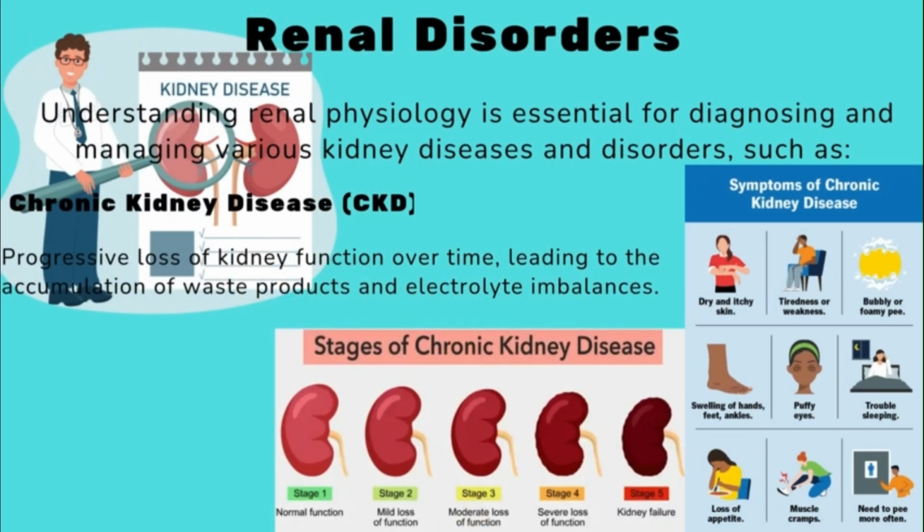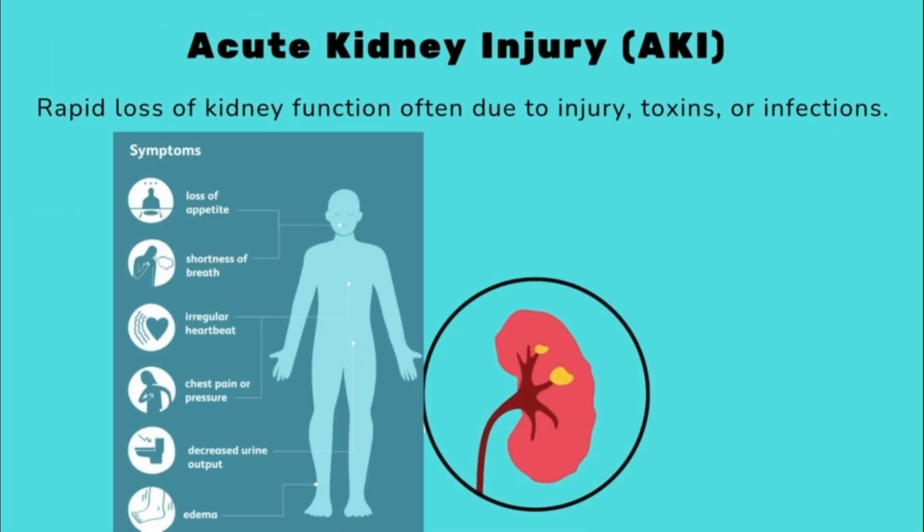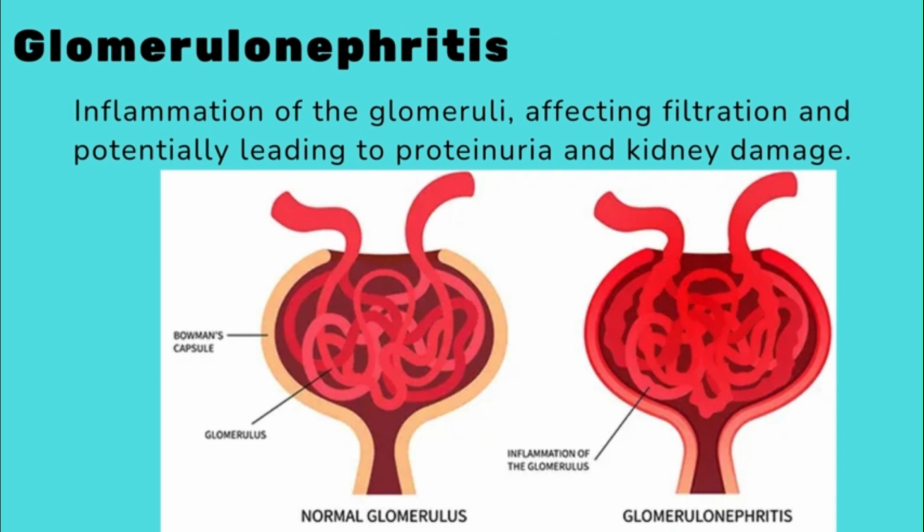Renal disorders. Understanding renal physiology is essential for diagnosing and managing various kidney diseases and disorders, such as chronic kidney disease, CKD: progressive loss of kidney function over time, leading to the accumulation of waste products and electrolyte imbalances. Acute kidney injury, AKI: rapid loss of kidney function often due to injury, toxins, or infections. Glomerulonephritis: inflammation of the glomeruli, affecting filtration and potentially leading to proteinuria and kidney damage.